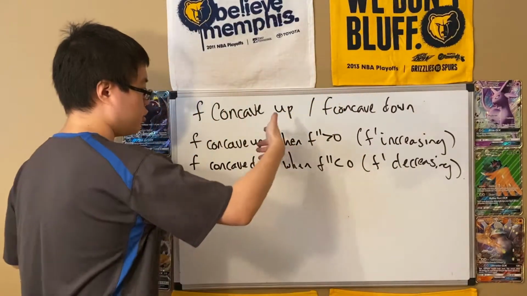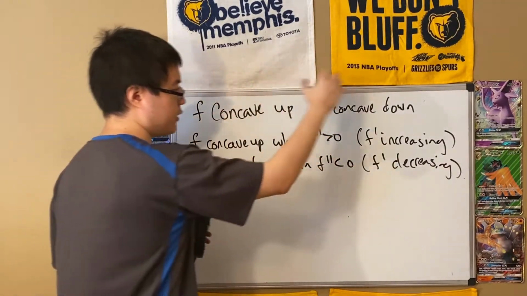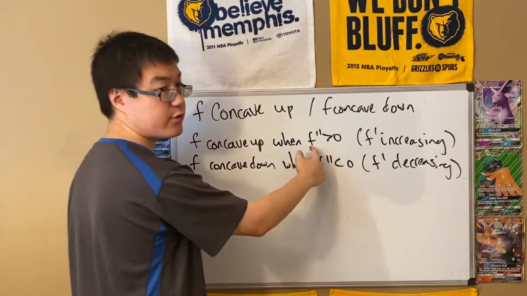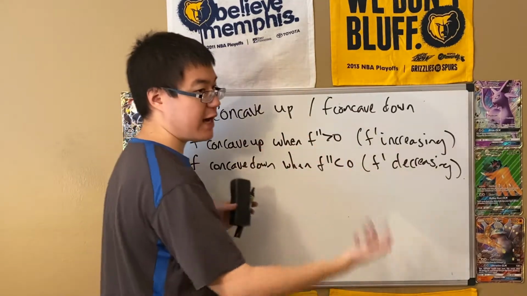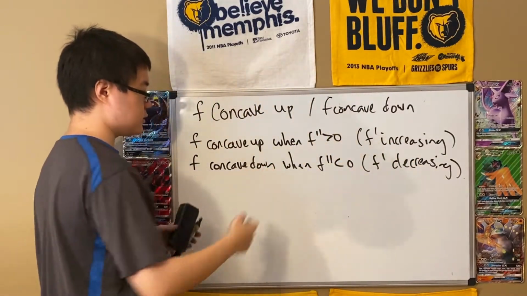So again, two equivalent rules. f is concave up when f double prime is positive, f is concave up when f prime is increasing. When you can take two derivatives, use this rule. When the graph of f prime is already provided, use this rule. In this video, we're going to be focusing on this.